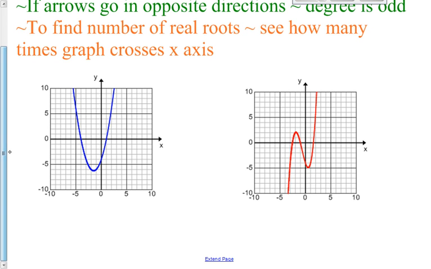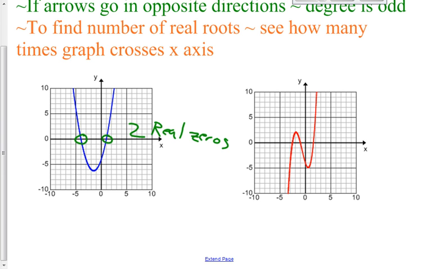So for an example, here's the one on the left. This one isn't in your notes, so just sit back and relax and watch me. This one is our parabolic function, or our quadratics. We studied these in chapter 6. We know that they have 2 real zeros. It crosses the x-axis twice. So that's how we know it has 2 real zeros.